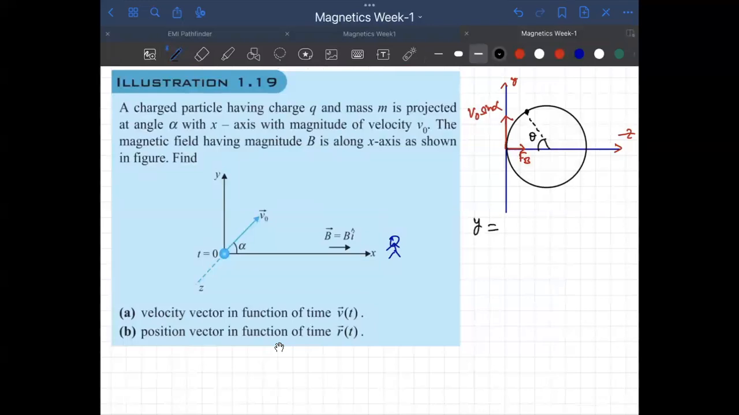Y coordinate is r sine theta. And don't forget what is r: m v naught sine alpha by bq. Don't forget that. R sine theta. Theta is omega t. And don't forget what is omega. T is 2 pi m by bq. Omega is bq by m.